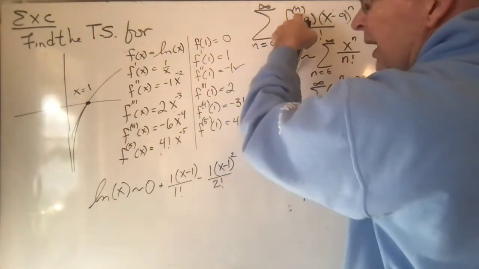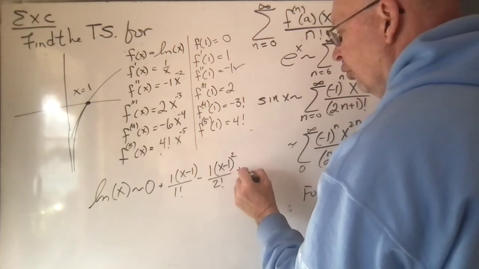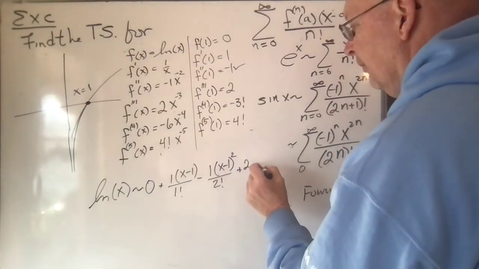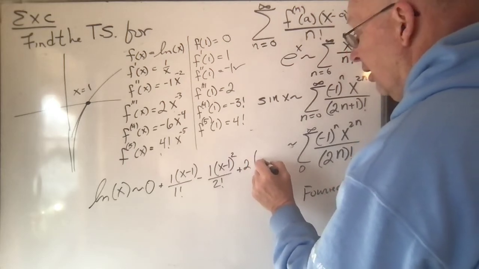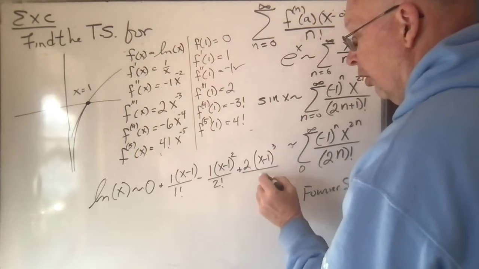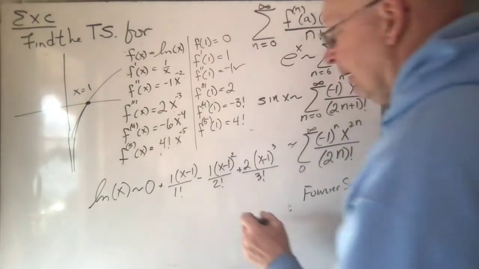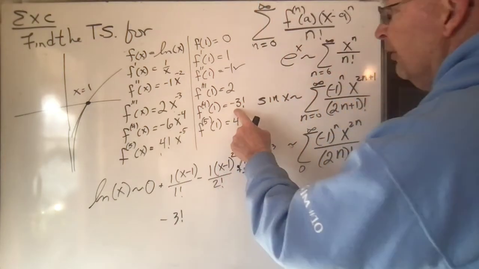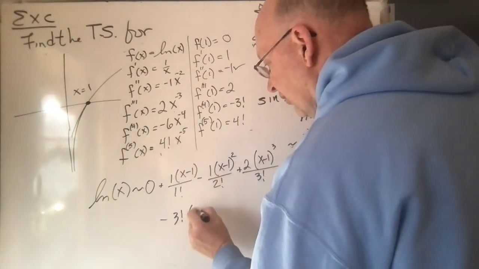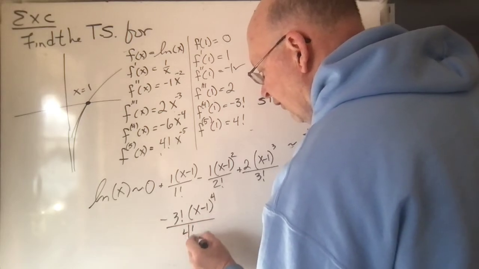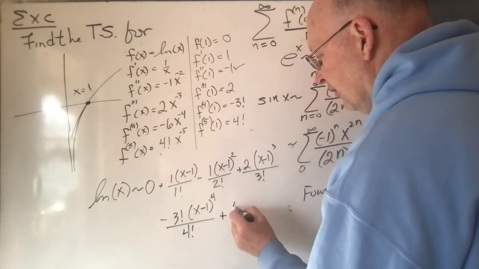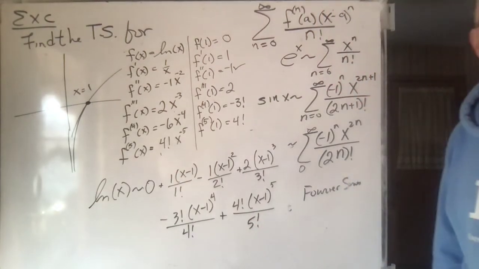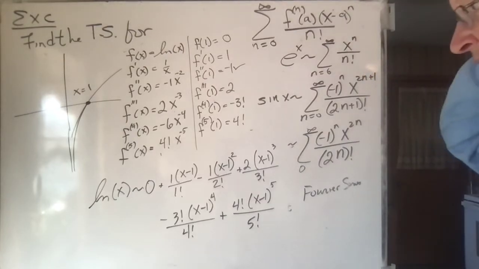What about when n is equal to 3? You're going to get positive 2 times (x minus 1) cubed over 3 factorial, right? Now the next one is going to be negative 3 factorial, there's the derivative, that's for 4, times (x minus 1) to the 4th over 4 factorial. Okay, now it's going to be plus 4 factorial times (x minus 1) to the 5th over 5 factorial, and so on. Okay, very good. So now let's see if we can make this look a little nicer.